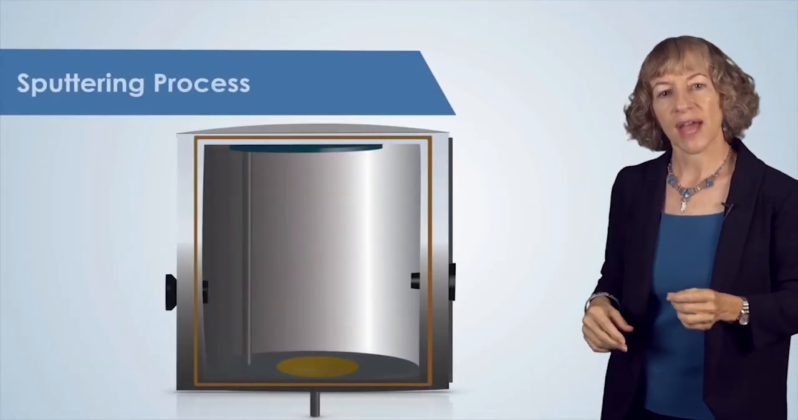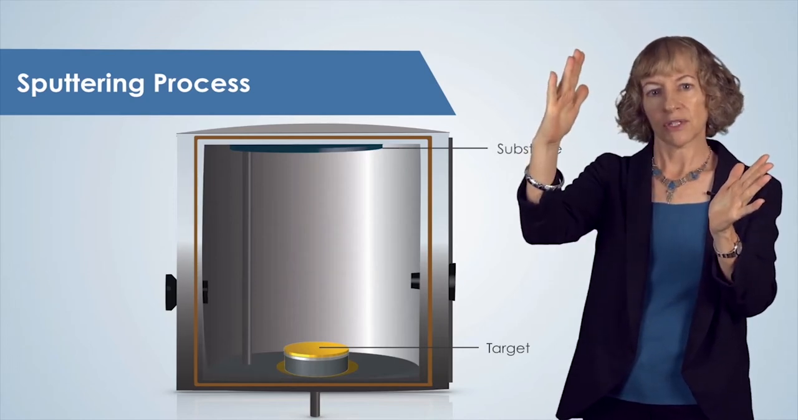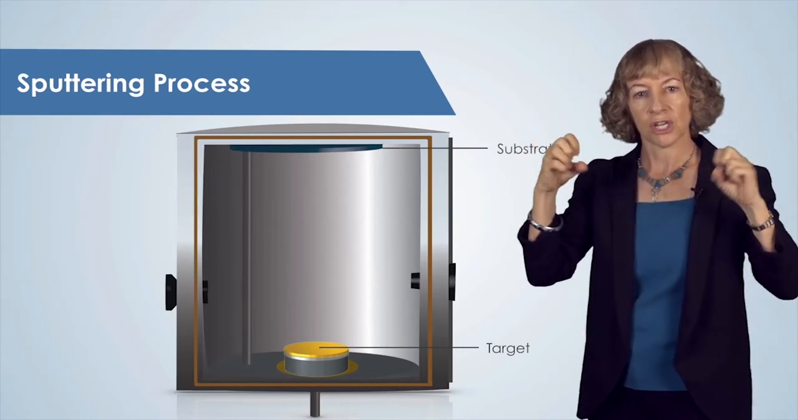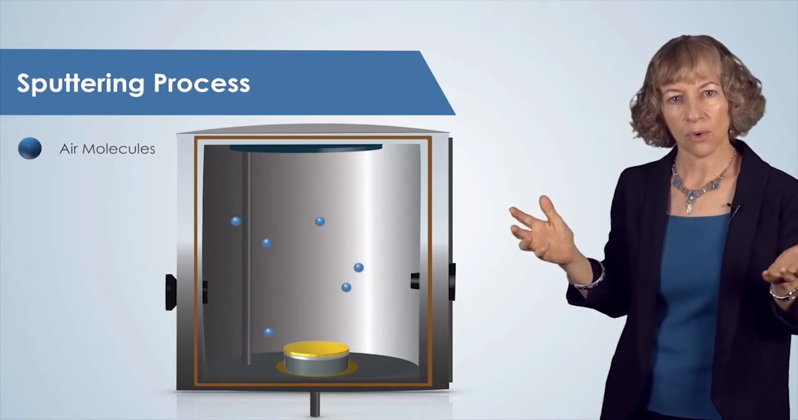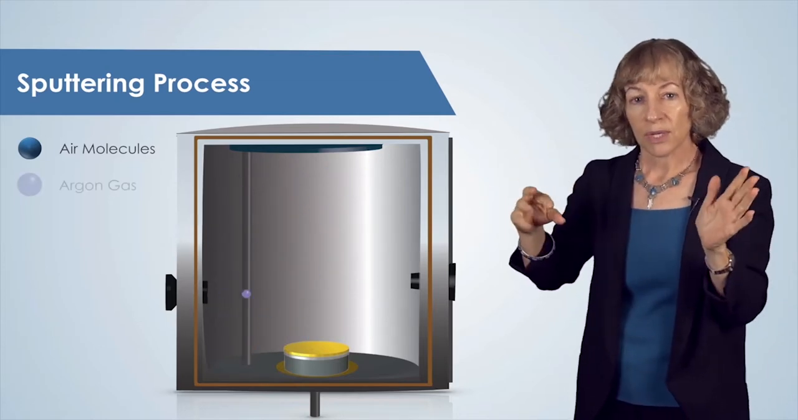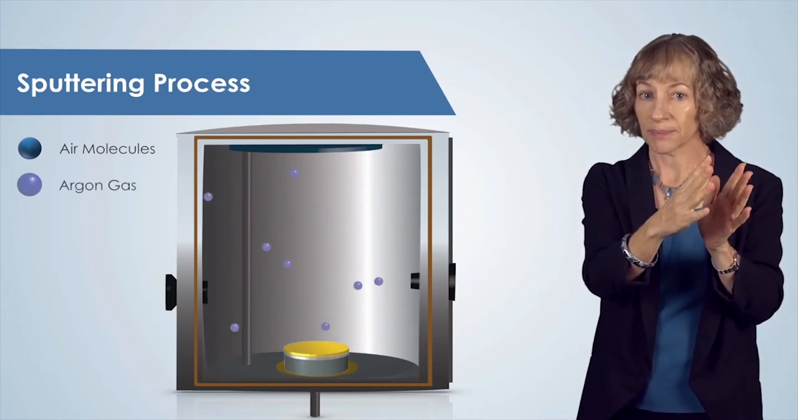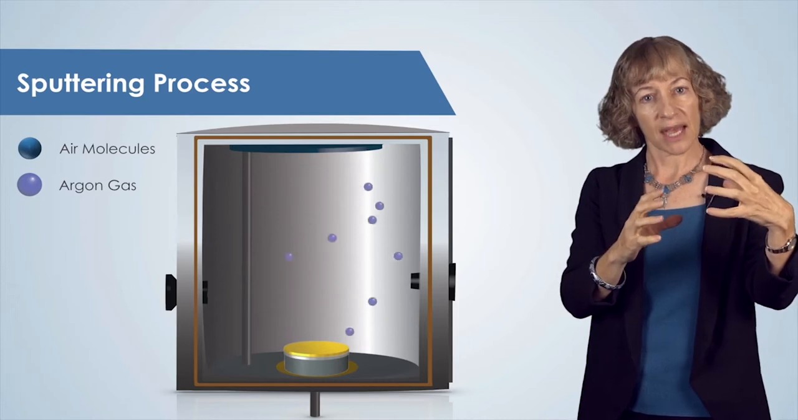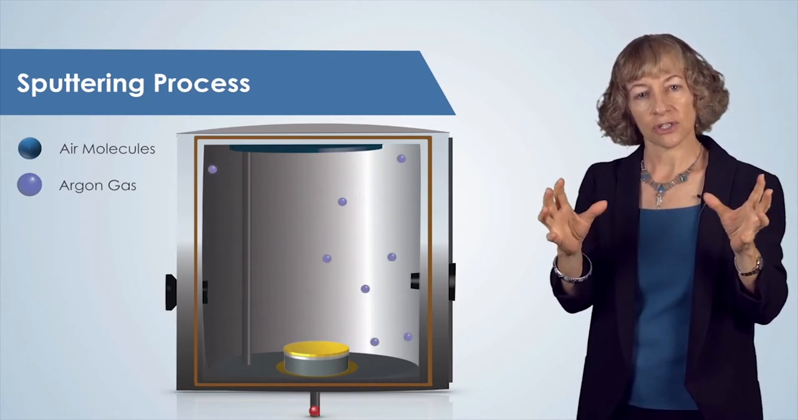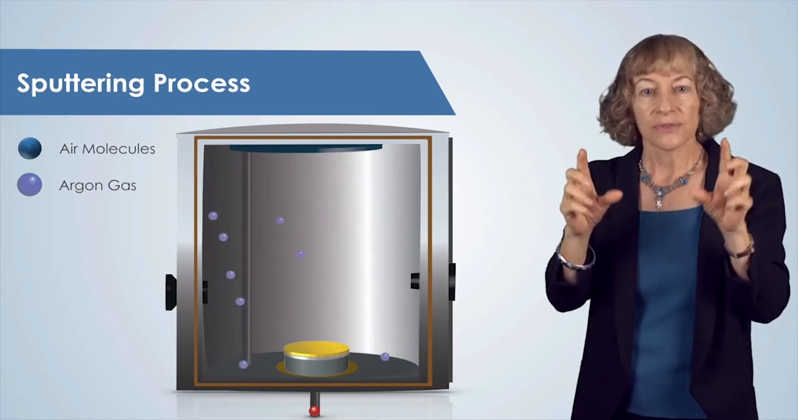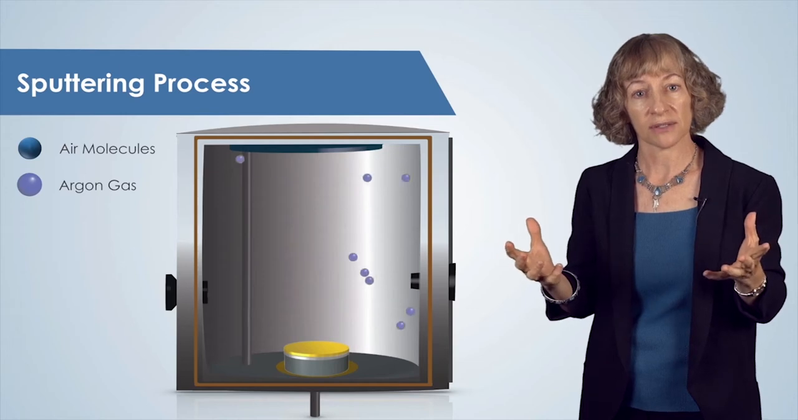Sputtering is performed in a vacuum system, and so after we load the target and we load our substrate, we evacuate the chamber using vacuum pumps to about 5 times 10 to the minus 6 torr. Then we leak a small amount of argon gas into that vacuum chamber. Argon will be the gas that forms the plasma, and argon is used because it's inert. It's not reactive and will not result in unwanted chemical reactions during our process.